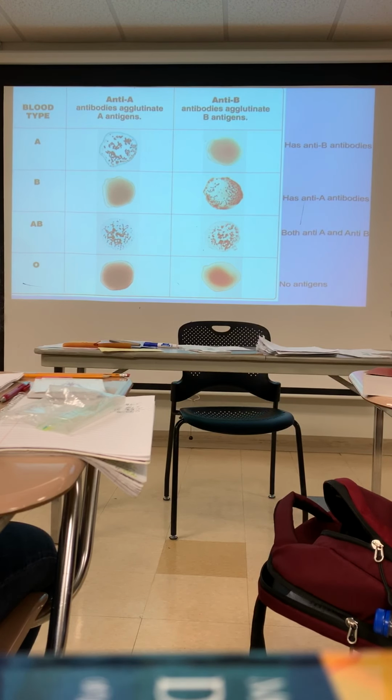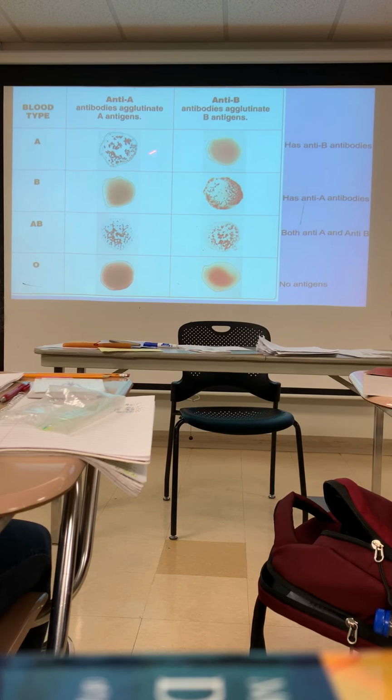Okay? So in this case, if you look here, type A blood should have anti-B antibodies. Type A blood has anti-B antibodies, type B blood has anti-A antibodies, and then AB has both anti-A and anti-B, and then O has no antibodies here. Here I just put no antigens.